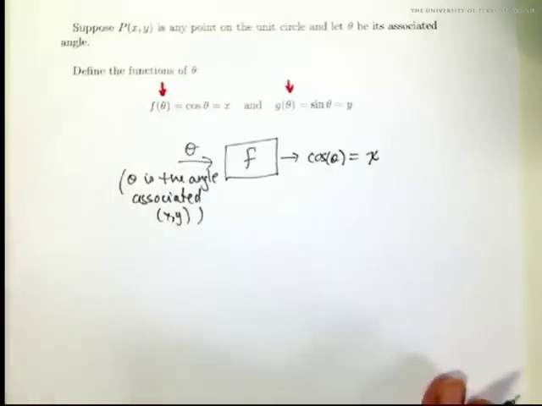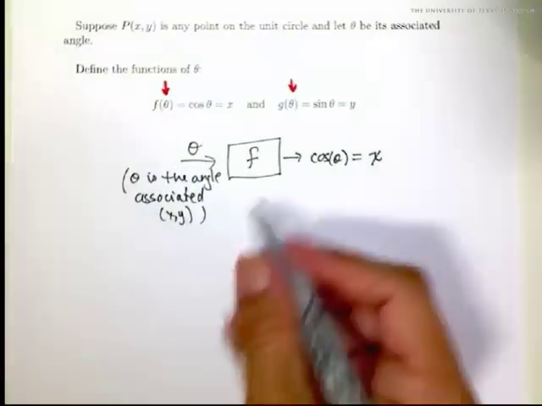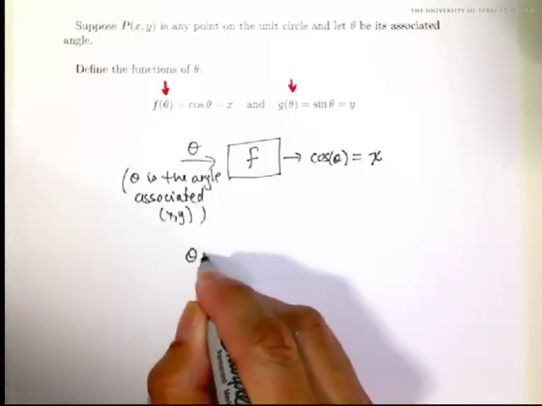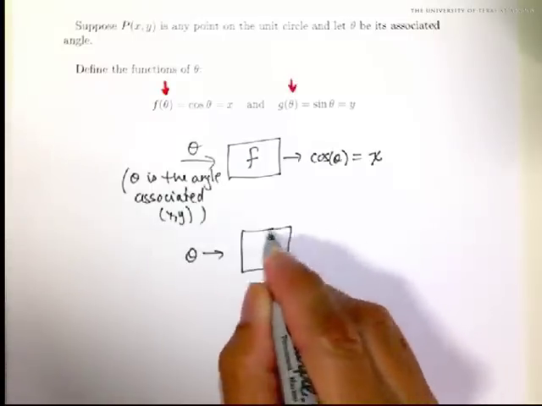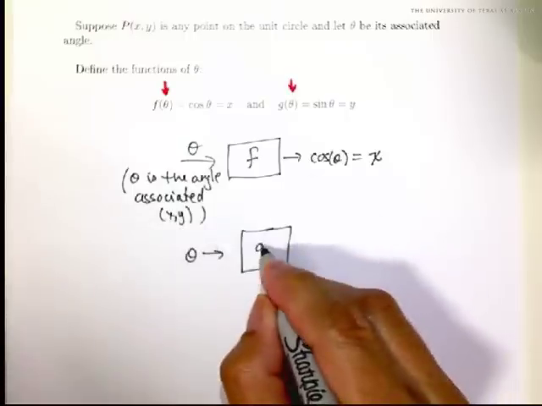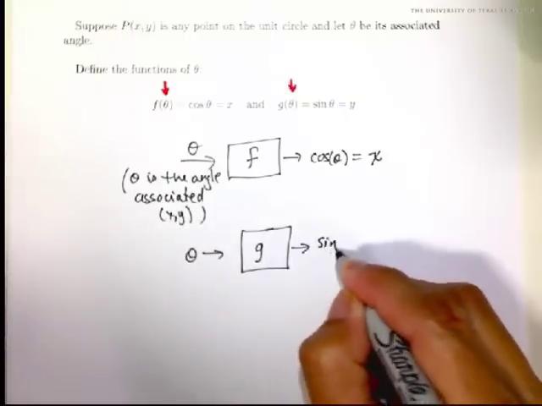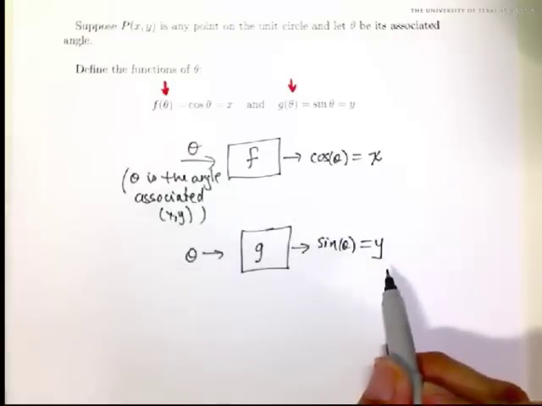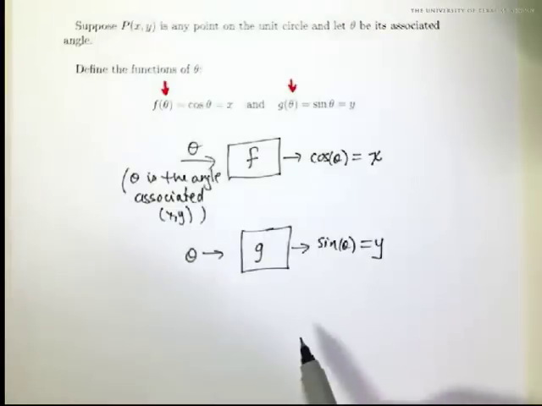Okay? We can construct a similar box for sine of theta. So again, theta is going to go in, and it's going to be the angle that's associated with the point x, y. We apply g to it. Out comes sine of theta, which is going to be defined to be the second coordinate of the point that's associated with the angle theta.